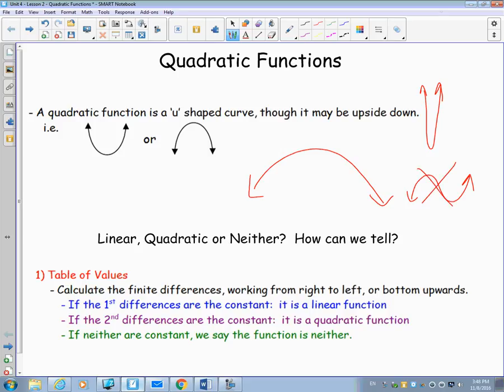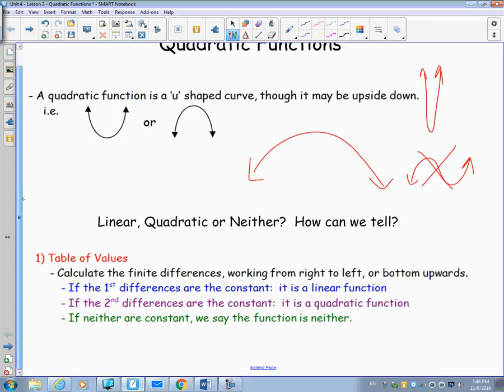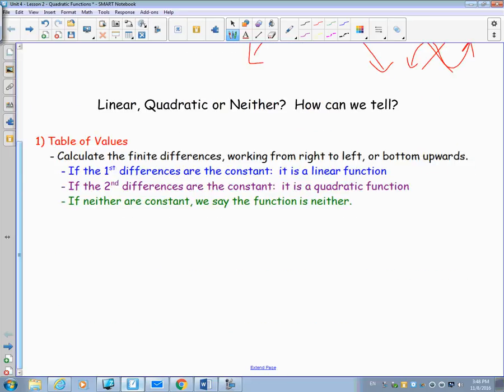Okay, there's a couple of ways we can recognize things. Now, obviously, the picture is the easiest way, but we don't always want a picture or have time to make a picture. So the second thing we can do is look at tables of values. Tables of values is something we did in grade 9. We looked at our finite differences. This is the difference in your y values, only the y values. And we use little arrows. We'll do an example in a second.